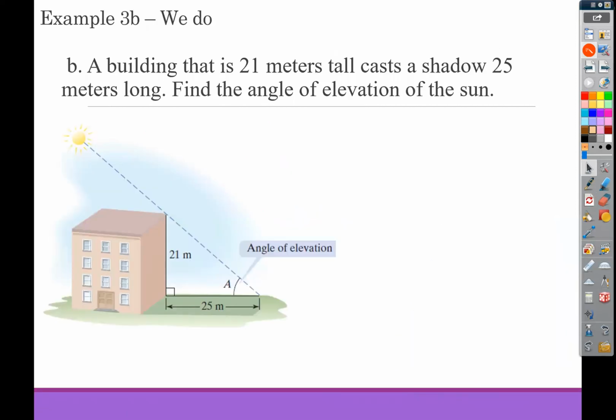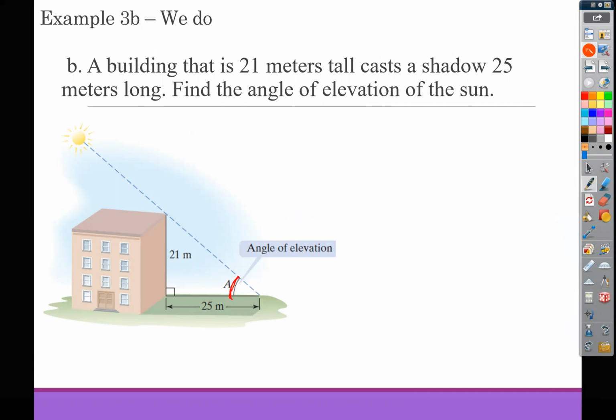3B says a building that is 21 meters long casts a shadow 25 meters long. Find the elevation of the sun. So they are wanting this, and they are giving you this side, which is opposite, and down at the bottom is adjacent. So you think tangent of A equals opposite over adjacent.